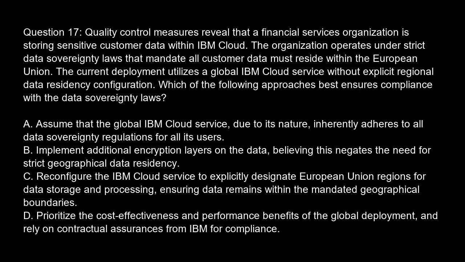Option A. Assume that the global IBM Cloud service, due to its nature, inherently adheres to all data sovereignty regulations for all its users. Option B. Implement additional encryption layers on the data, believing this negates the need for strict geographical data residency. Option C. Reconfigure the IBM Cloud service to explicitly designate European Union regions for data storage and processing, ensuring data remains within the mandated geographical boundaries. Option D. Prioritize the cost-effectiveness and performance benefits of the global deployment and rely on contractual assurances from IBM for compliance.